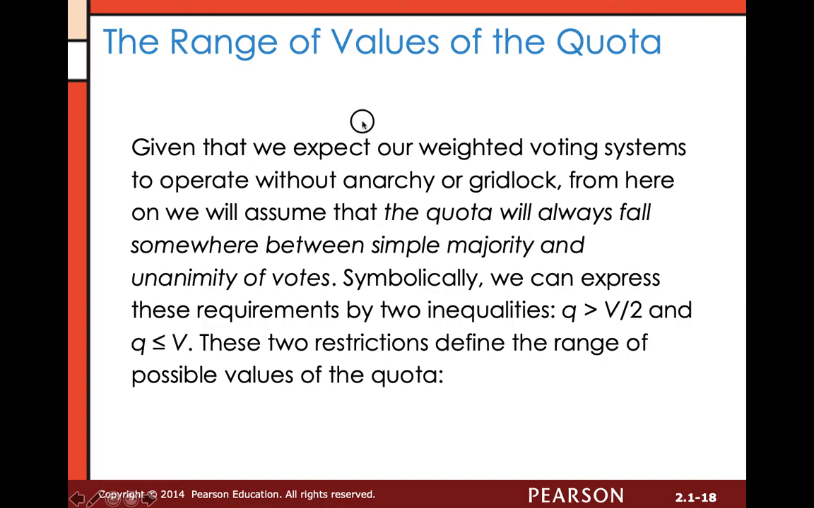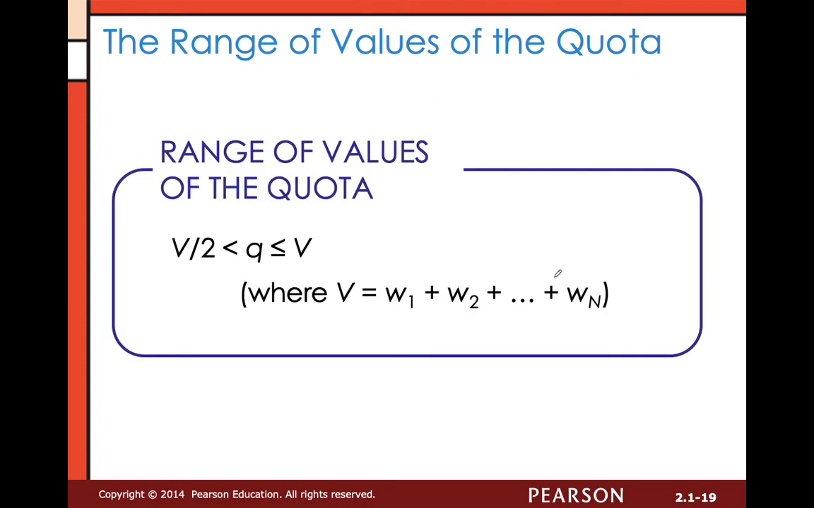Cool. So if you recall in that example, we had a total of 20 votes that we were looking at. So it has to be somewhere between a simple majority and unanimity. So unanimity being the 20 and simple majority being 11. That tells us that our quota is going to have to be somewhere between 20 and 11. So those two restrictions define our range of possible values for our quota. So here that is, again, is that quota has to be between your value for the number of votes and half of that value for a simple majority.